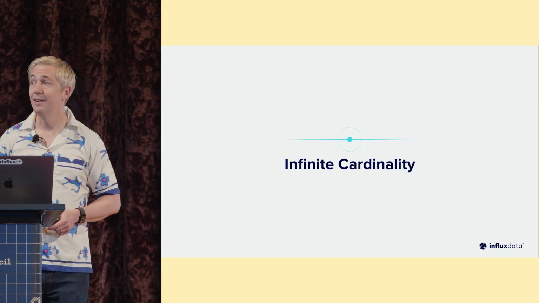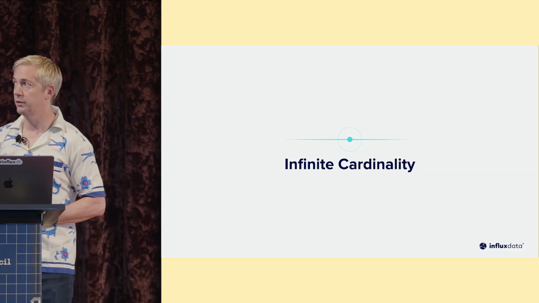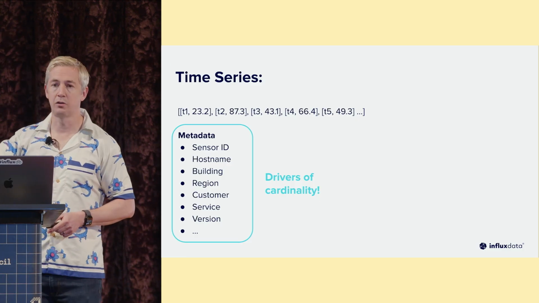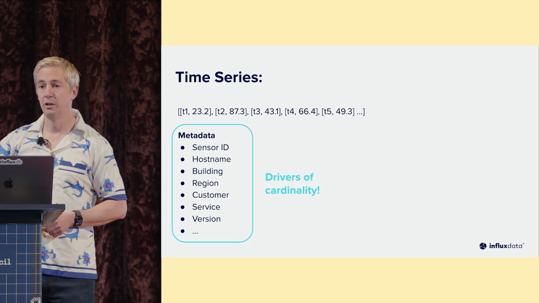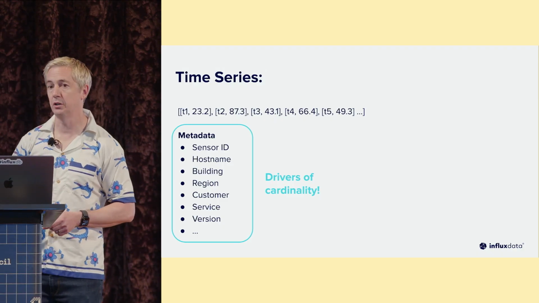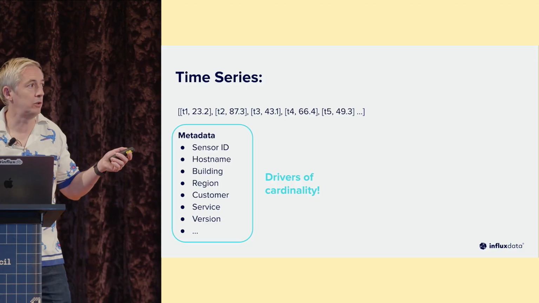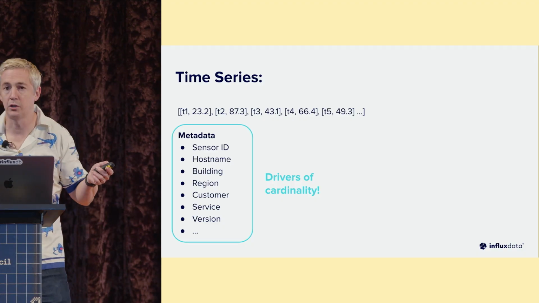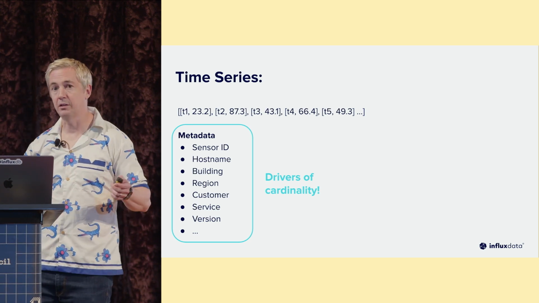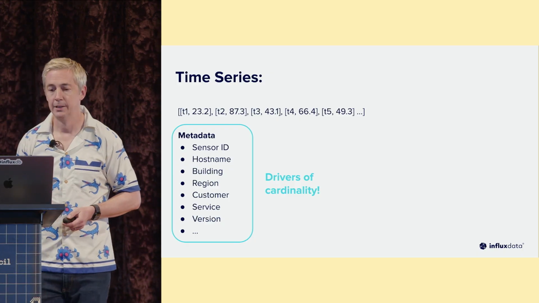So the first one is infinite cardinality. They wanted to be able to write data into the database and not worry about the cardinality of that data. Remember this here, the time series, that metadata. The metadata is the drivers of cardinality, right? It's the number of dimensions that you want to track, but also within each dimension, how many unique values there are, right? In container monitoring, you can imagine that the container ID is something you want to track, and obviously that's highly ephemeral and has basically unbounded cardinality because you're spinning up containers and turning them down all the time.